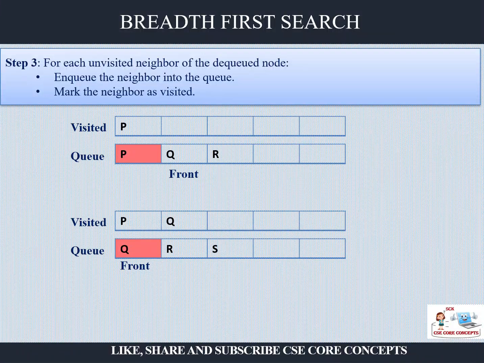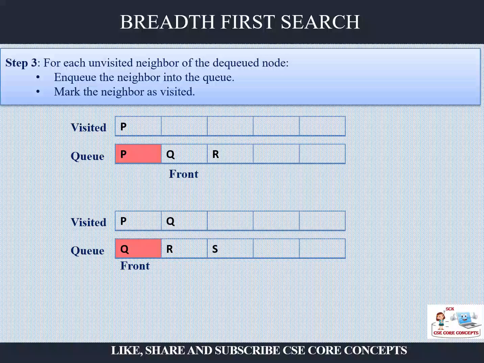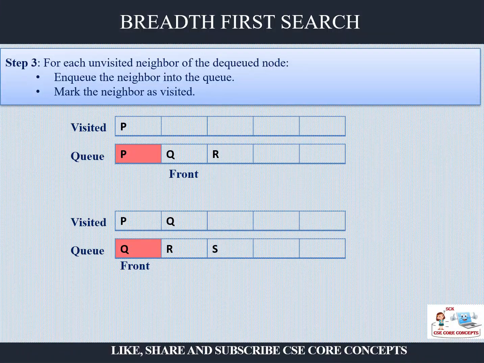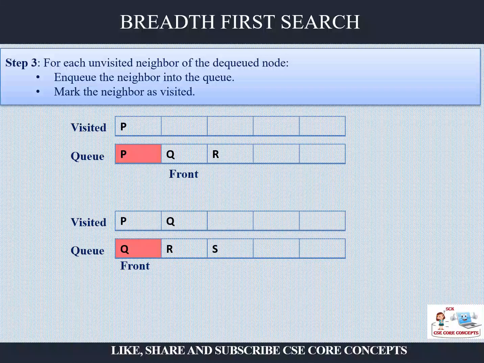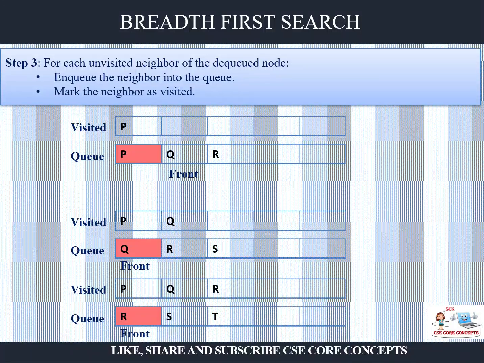R is already in the queue because it was also a neighbor of P. S, yes, S is the neighbor who has not yet been visited. So we are going to add S to the queue. Now it's time to dequeue, right? Whom will I dequeue? The front element. Who is the front element? Alphabet Q is my front element. So I will dequeue Q from this and add it to the visited queue, right? So now who will become my front? R will become my front.